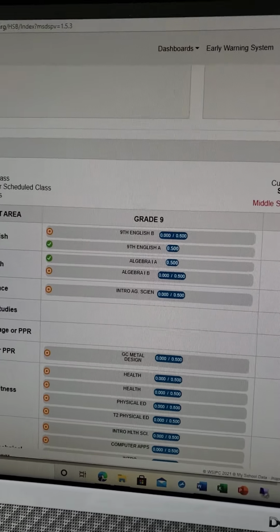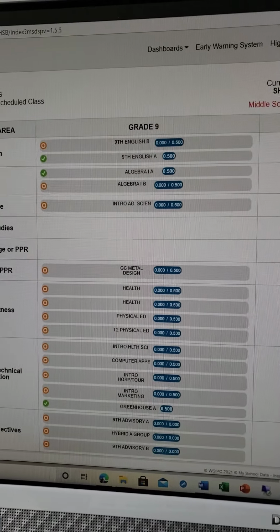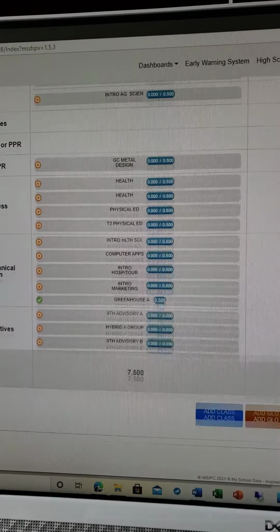What credit am I getting? How is it part of my plan? What class am I in? What credit am I getting? How is it part of my plan?